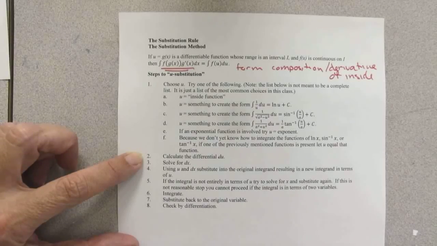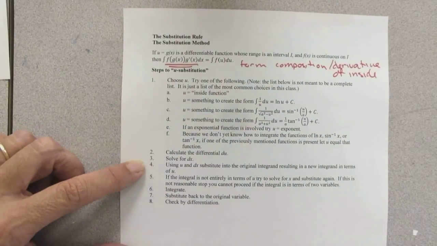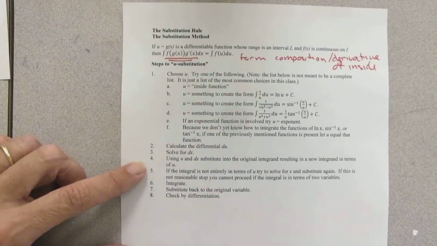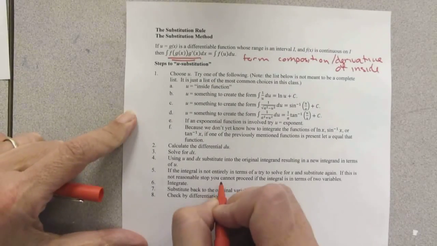2, calculate the differential du. We'll practice that step momentarily. 3, solve for dx. 4, using u and dx, substitute into the original integrand, resulting in a new integrand in terms of u. 5, if the integral is not entirely in terms of u, try to solve for x and substitute again. If this is not reasonable, stop. You cannot proceed if the integral is in terms of 2 variables.